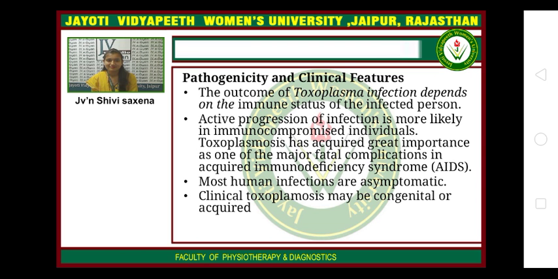Pathogenicity and clinical features. The outcome of Toxoplasma infection depends on the immune status of the infected person. Active progression of infection is more likely in immunocompromised individuals. Toxoplasmosis has acquired great importance as one of the major fatal complications in acquired immunodeficiency syndrome, AIDS. Most human infections are asymptomatic. Clinical toxoplasmosis may be congenital or acquired.